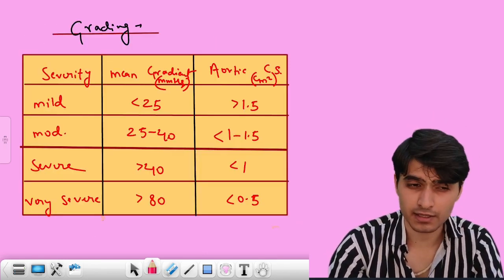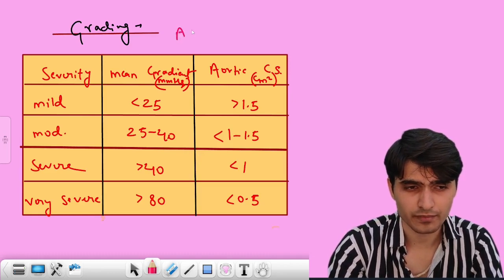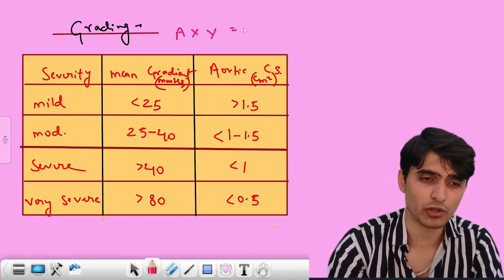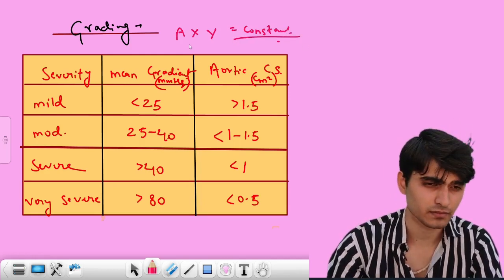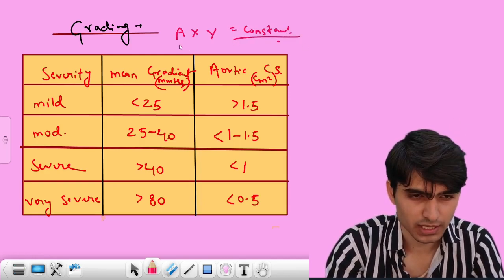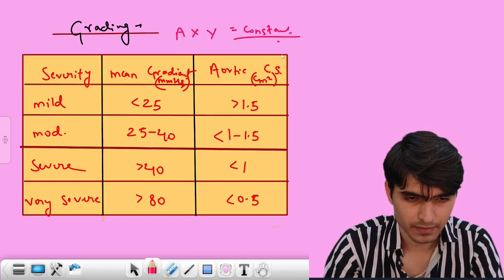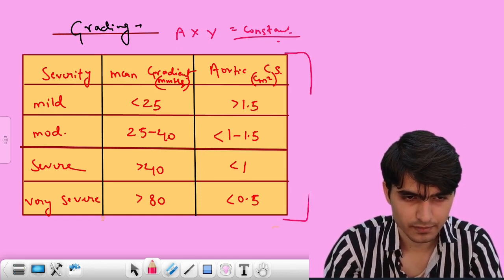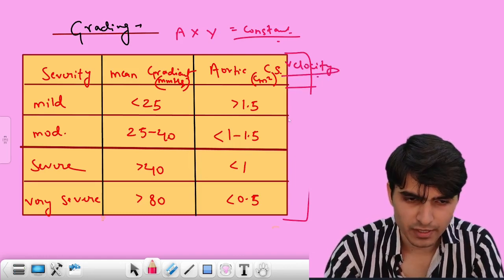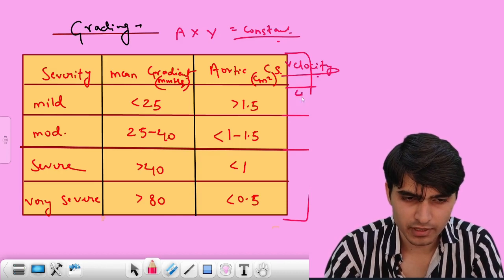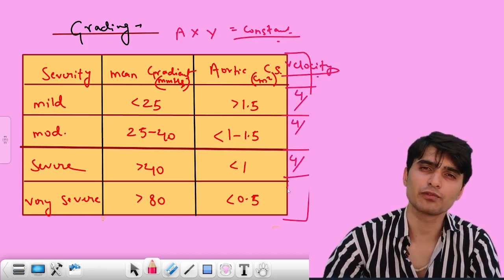Now as we have discussed earlier, A into V, where A is the area of cross section and V is the velocity of blood flow, is basically constant. So in this case, one column is the cross section, and another column is your velocity. 4 divided by 1, and 4 divided by 0.5, and that is basically your velocity.